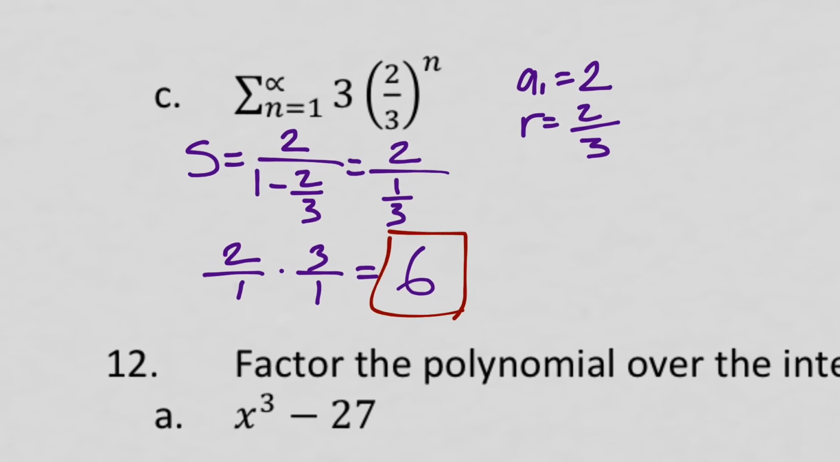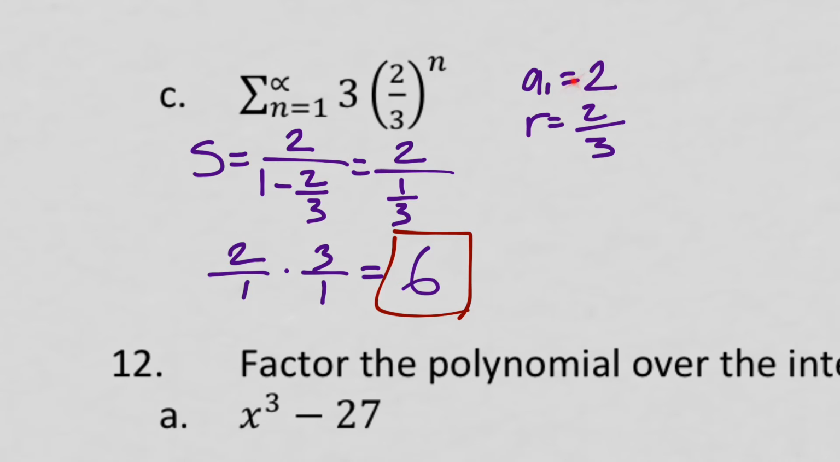In C, a sub 1 is 2, because I plugged in 1 right here, and I got 2/3 times 3. I just got 2 because the 3's canceled. R is the base, which is 2/3. Plug it all into the formula. A sub 1 is 2, 1 minus R, which is 2/3. 1 is 3/3, so 3/3 minus 2/3 is 1/3. So it's 2 divided by 1/3. So what I did is I changed this to the reciprocal, which is 3, and I multiplied. 2 times 3 over 1, which gave me 6. That's your final answer.